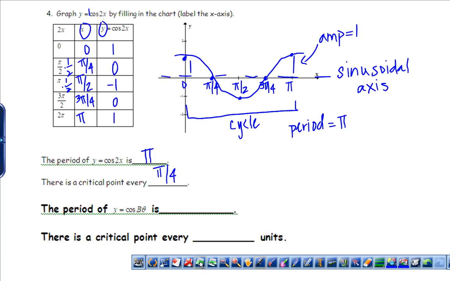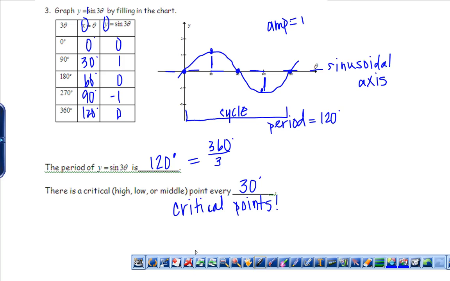I want to go back before. The period we found was 360 over 3. So I want you to look at this. We took 360 degrees and divided it by 3. Right here, what is represented with 360 in radians? That is 2 pi.